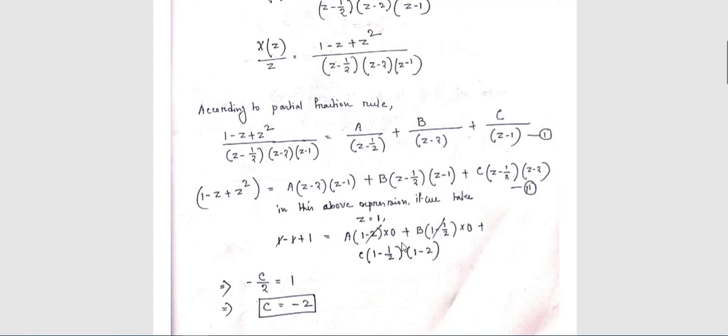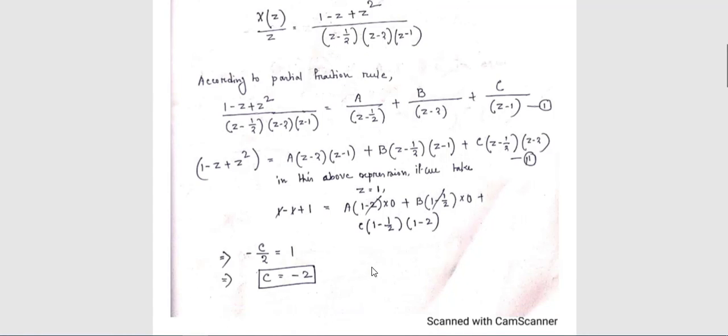Now if I choose z is equal to 1, that means B becomes 0. And A becomes 0. That means only this C part will be left, because here there is no factor z minus 1, so this term will not be nullified. That means now you have this z function and this C. From this, if you put z is equal to 1, you can easily calculate the value of C. So in this way, what is the value of C? C is equal to minus 2.